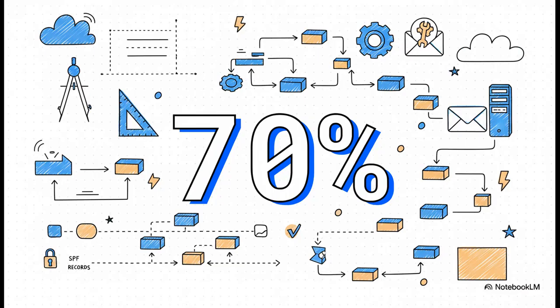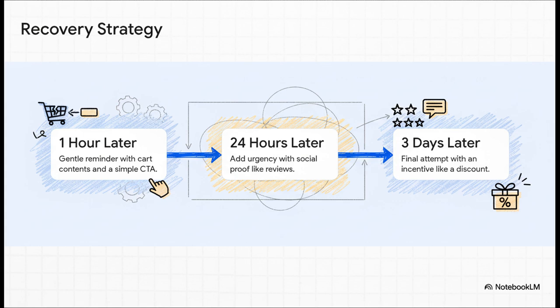And to see just how powerful this is, let's look at a huge problem in e-commerce. A staggering 70%, 70, of online shopping carts are abandoned before the purchase is made. I mean, that is a massive amount of lost revenue just sitting on the table. So here's the blueprint to fix it.